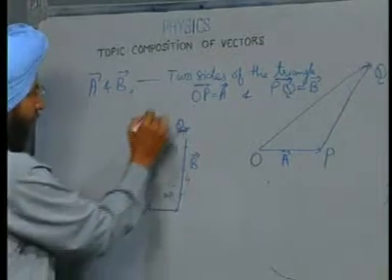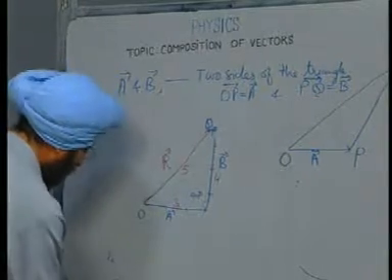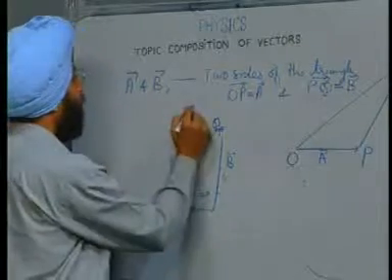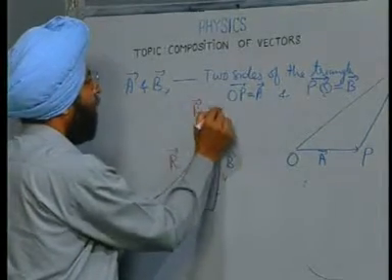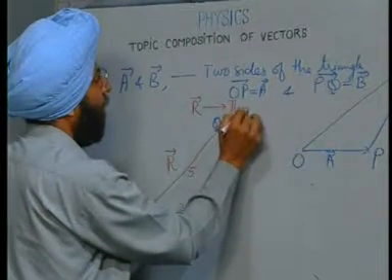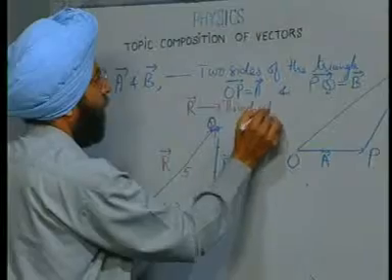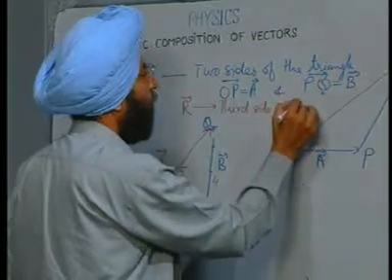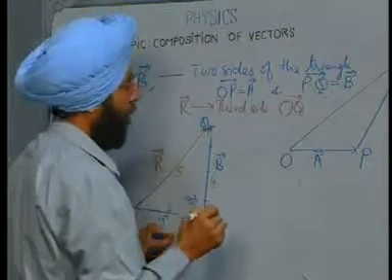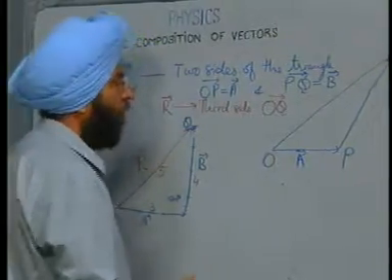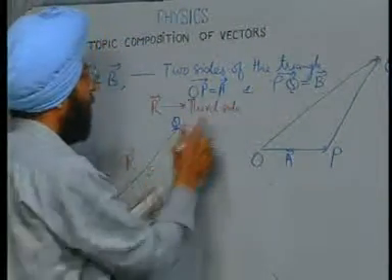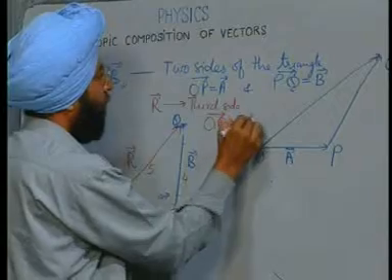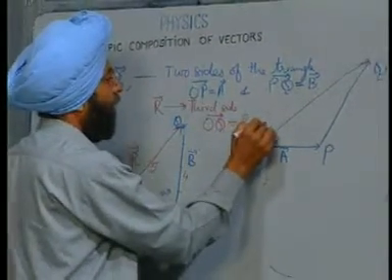Then we can get the resultant R, which is given by the third side. Third side is OQ. Third side could be OQ or QO. This side will give us magnitude of R and direction of R.